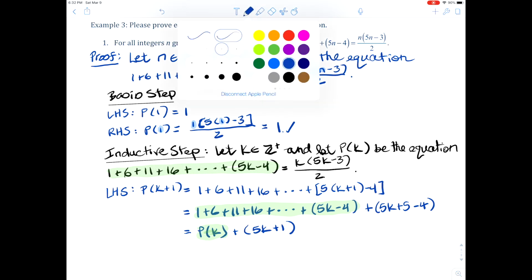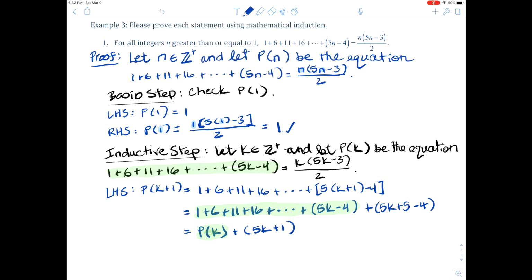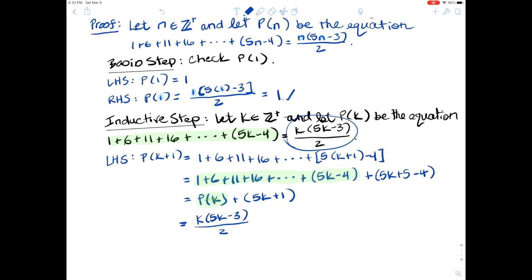All right, and then now we'll have, what is P of K equal to? Well, it's going to be K times (5K minus 3) over 2. That's what our P at K was. And then we'll have plus 5K plus 1. So that's all P at K.